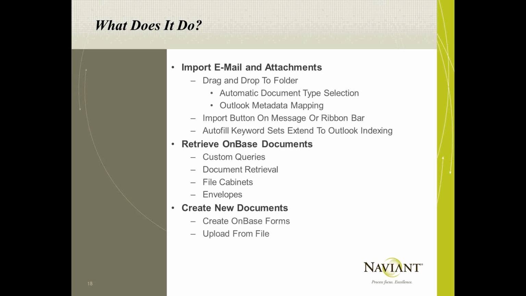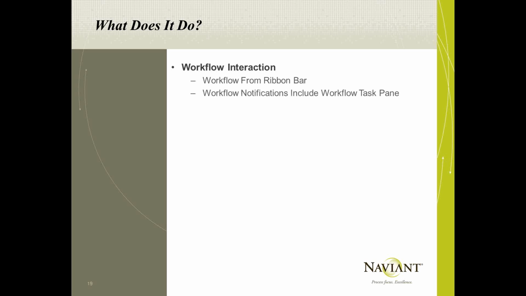So there's a lot of capabilities built into the single product. So you have all your workflow interactions also. You can either click on the workflow button within the ribbon bar to take you into that workflow interface, or you can receive your workflow notifications that include that workflow task pane button, where now directly within the email message itself you can take the appropriate actions to approve, deny, or whatever is configured for your workflow.